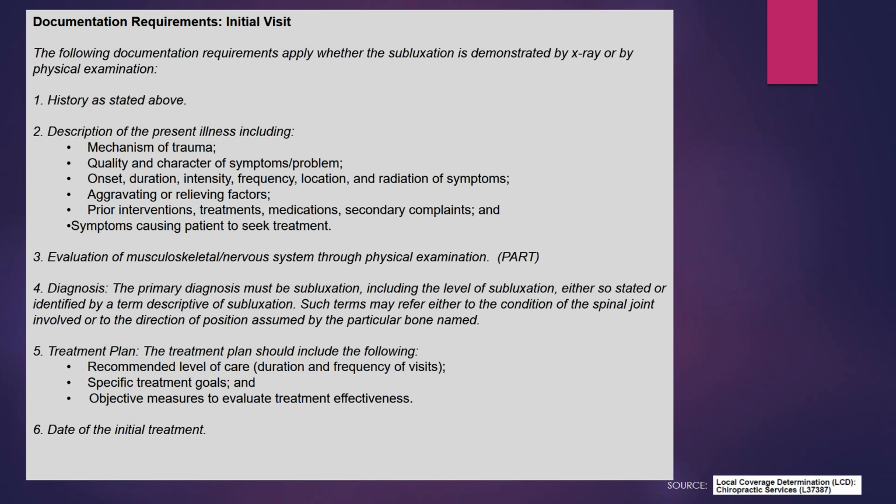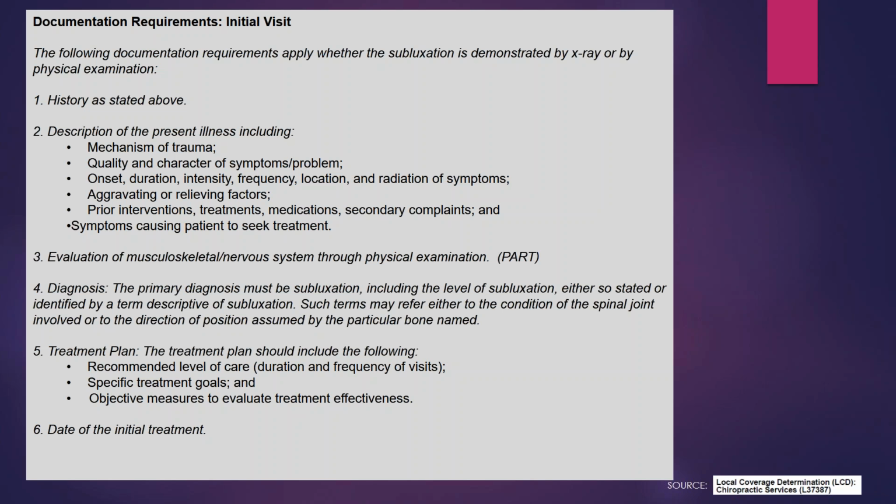The documentation requirements under your LCD for an initial visit would be the history as stated above, the HPI, which is the description of present illness, including the mechanism of trauma, what happened to cause this problem that you're having, the quality and character of symptoms or the problem. Again, the onset, duration, aggravation or relieving factors, prior interventions. And then an evaluation of the musculoskeletal and nervous system through either physical exam or an X-ray to substantiate subluxation. And there are two ways that you can substantiate subluxation for a Medicare patient, and that would be through a physical exam or through X-ray.